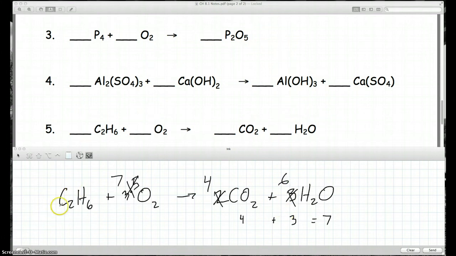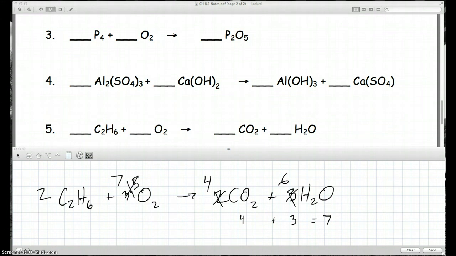And remember, even though there isn't a number out in front of this first chemical, there is actually a number there, and it's a 1. And if I double 1, I get 2. So my final answer for number 5 would be 2, 7, 4, 6 in those blanks. Again, something I call the 0.5 trick. There are other ways to do it, but I think that little 0.5 trick is a good way.